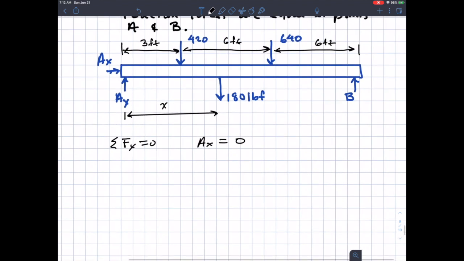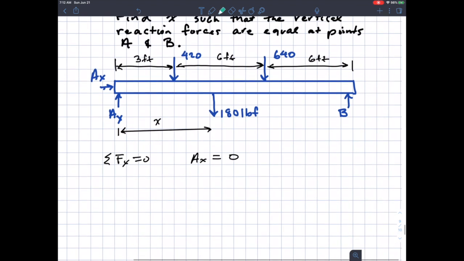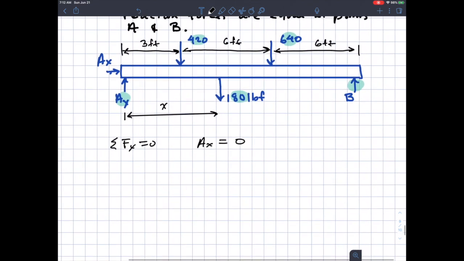Okay. So next we can do the sum of vertical forces. I'm looking here, and I can highlight all these forces. All these are forces in the vertical direction. So I write those down, and I would get the sum of forces in the y direction, where y up is positive.